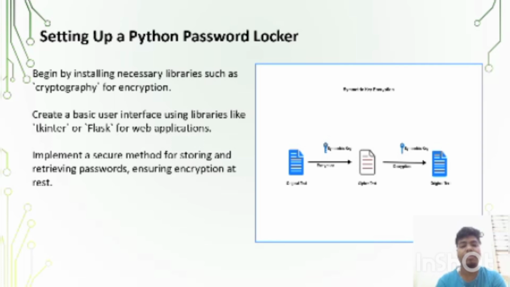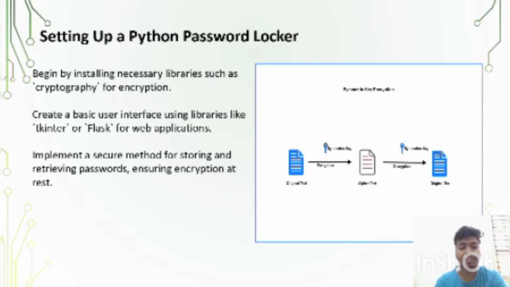Begin by installing necessary libraries such as cryptography for encryption. Create a basic interface using libraries like Tkinter, or Flask for a web application. Here, encryption and decryption are the processes that help keep data safe and secure from scamming. Encryption is the process of converting readable data into unreadable form called cipher text. The sender uses the encryption algorithm and a digital key to scramble the data. Next, decryption: the process of converting cipher data back into the original, readable form is called decryption. The receiver uses the same key that was used to encrypt the data to decrypt it.